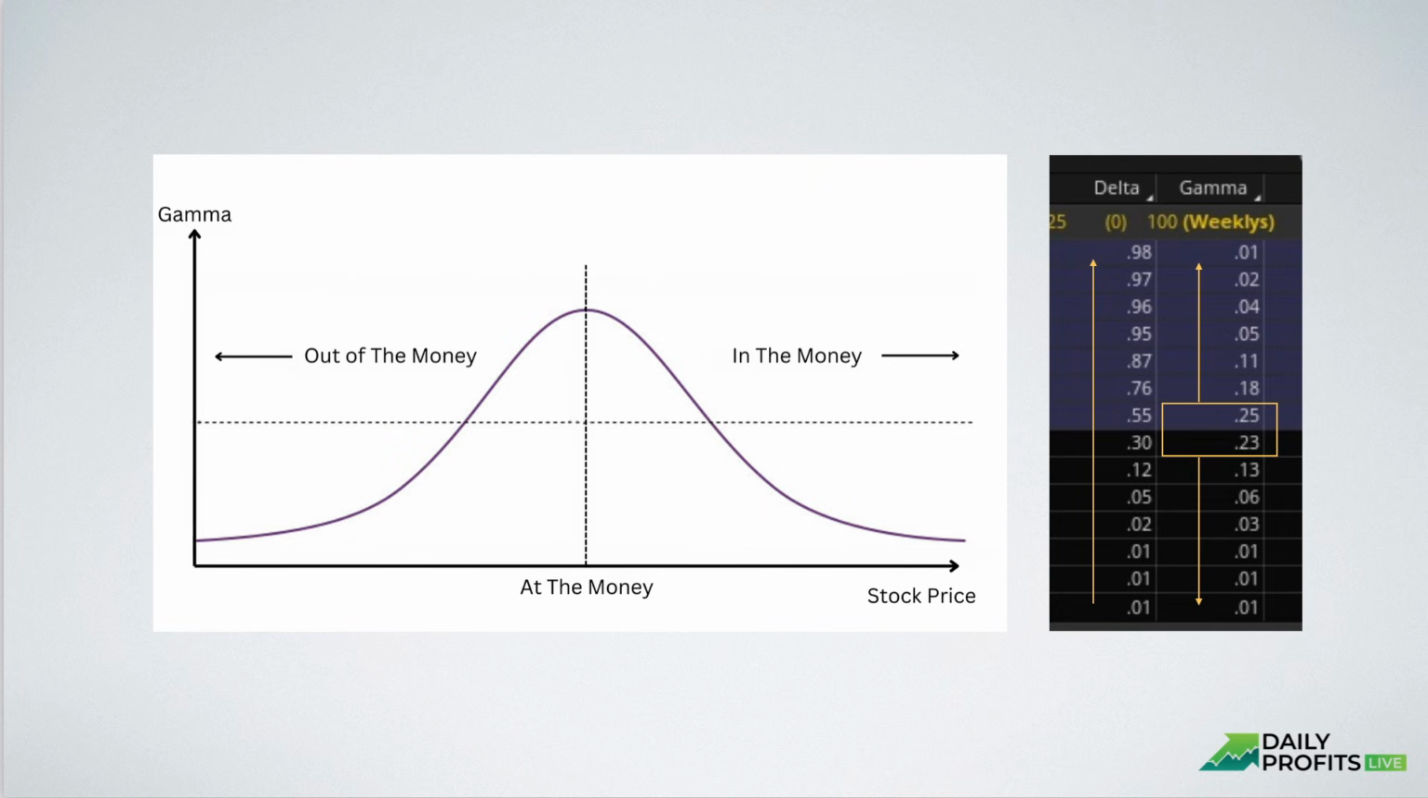But the difference is gamma centers around the at the money. It's the most volatile, and it's going to move your option the most right at the money. And then it falls off as we go deeper into the money, and it falls off as we go deeper out of the money.